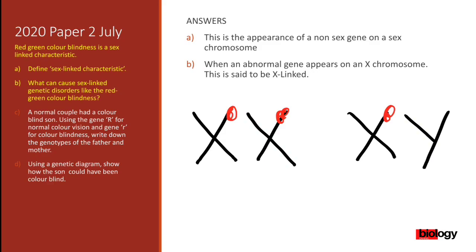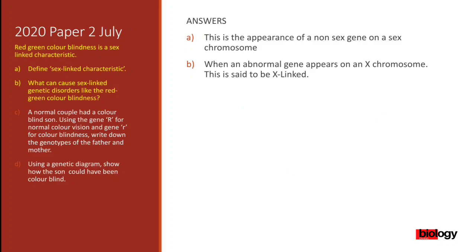And these are passed on. These are inherited characteristics. If a parent has an X chromosome which has an abnormal gene, that abnormal gene can be passed over to the offspring. Otherwise, when an abnormal gene appears on an X chromosome, this is said to be X-linked, and it causes sex-linked genetic disorders like red-green color blindness.